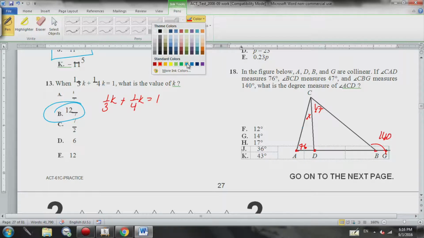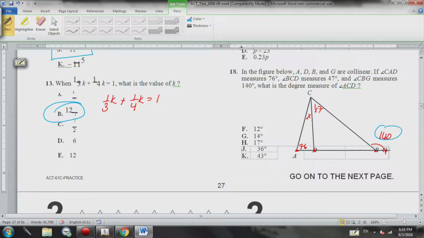It's easy enough. What's 140? Supplementary. That's 40. Now you see, look at the big triangle over here, ACB. It's a big, huge triangle over there. So if you look at that triangle, everything has to add up to 180.